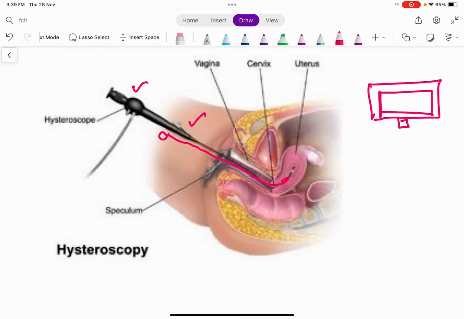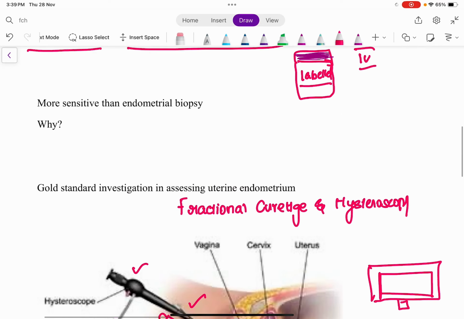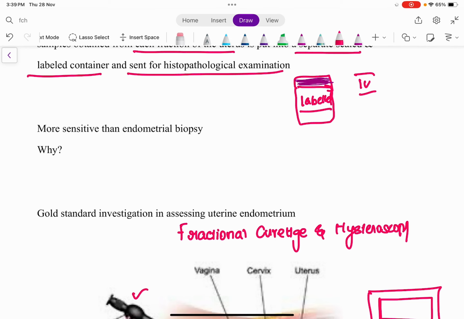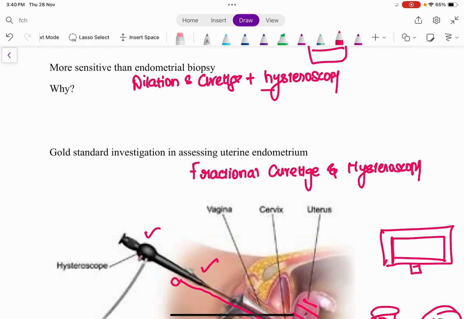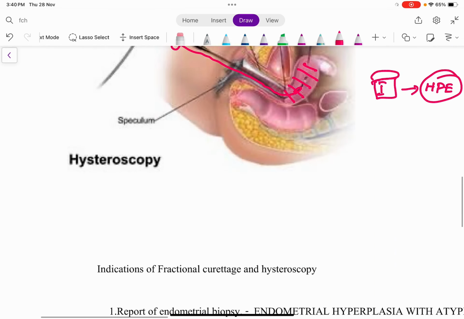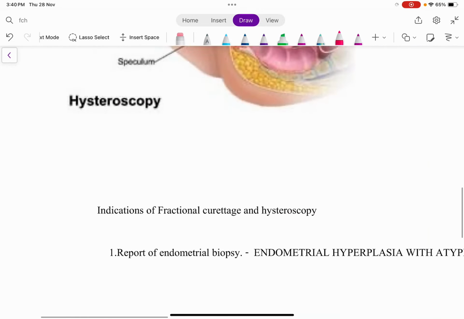Now, with the help of the curette, I'm going to take the sample from separate fractions of the uterus, right? And I'm going to put it in a separate sealed container which has been labeled with the fraction of the uterus from which the sample has been taken, and you're going to subject it to histopathological examination. So this is the entire process of fractional curettage and hysteroscopy. That is the reason it is more sensitive than endometrial biopsy, and even more sensitive than dilatation and curettage plus hysteroscopy. Right? So this is all about fractional curettage and hysteroscopy.